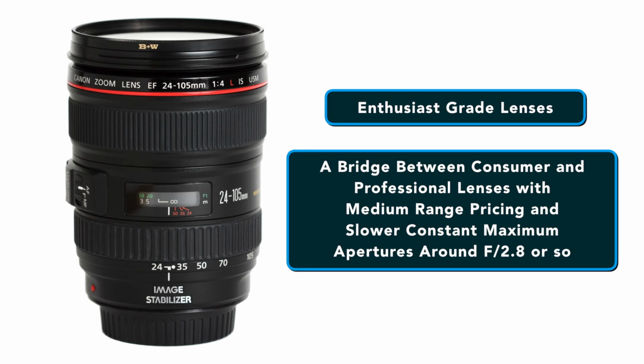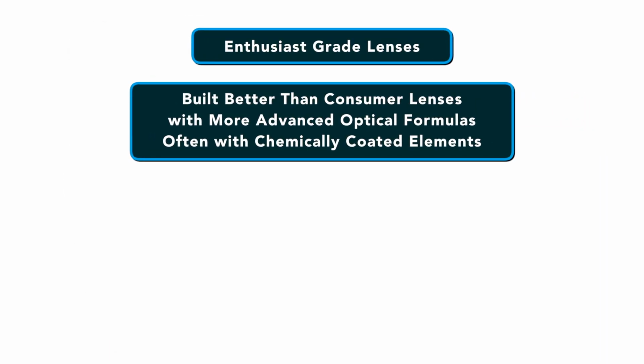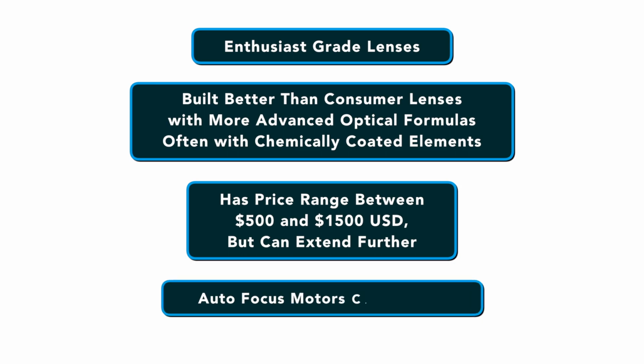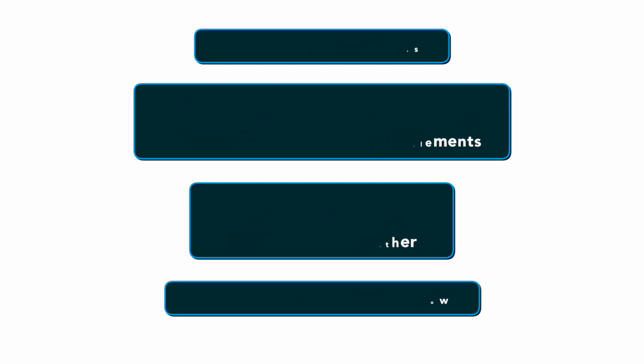Next are enthusiast grade lenses, and these are a bridge between consumer and professional lenses, with medium range pricing and slower constant maximum apertures around 2.8 or so. They are built better than the consumer lenses mentioned, with more advanced optical formulas, often with chemically coated elements that produce better images. Their price range is typically between $500 and $1,500 US, but can extend further than that for certain lenses. The autofocus motors can be a bit slow on these lenses as well.